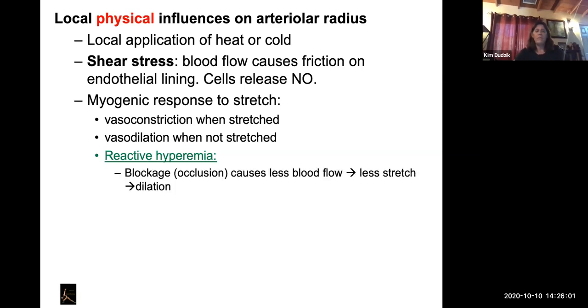Okay. This is similar to what happens if there's a blockage in the arteriole, and the reaction to it is reactive hyperemia. So this is caused by something physical, a blockage, or what we call an occlusion. So if that blockage blocks up the blood vessel, that's going to cause less blood flow to the tissues down the way, right? So there'll be less stretch, which we said caused vasodilation. Okay.